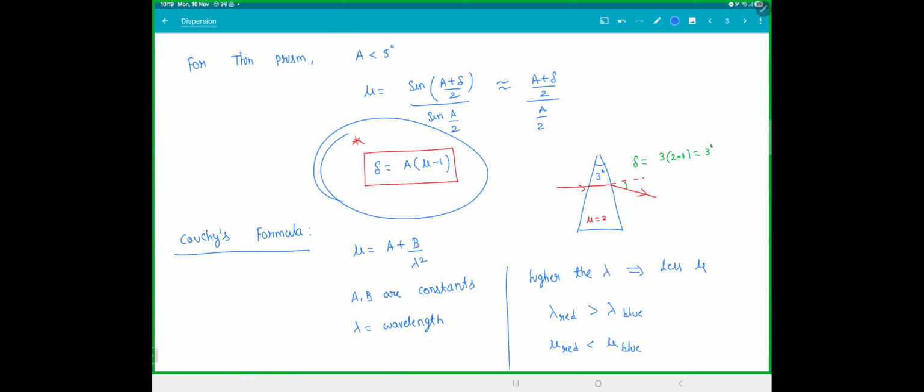Till here, the story is common. You have seen this before. Anyone remembers recently we used this formula in some chapter? Which concept? Anyone remember where was the last time we used this thing recently? Or when was the last time you remember using this delta is equal to A into (mu minus 1)?